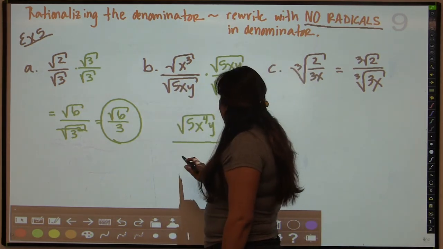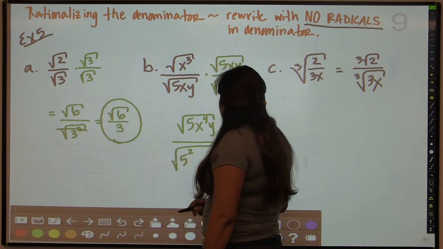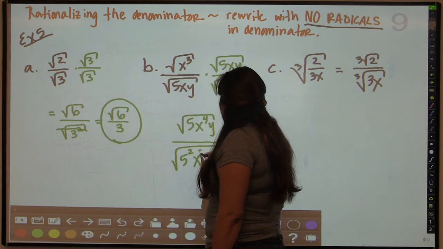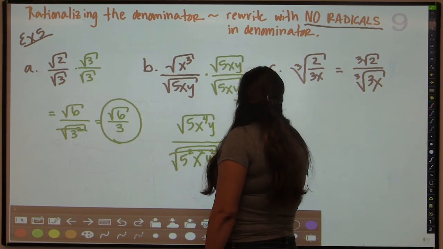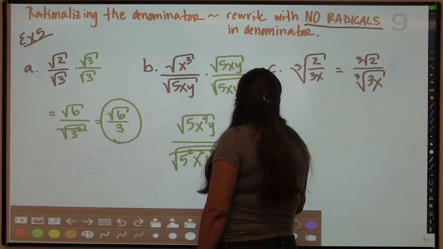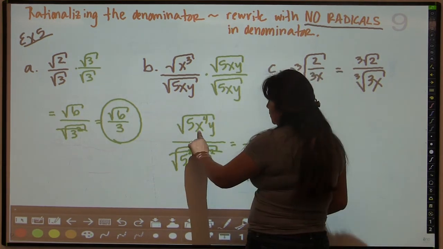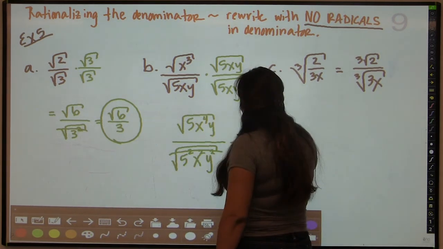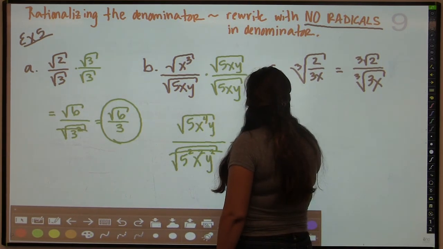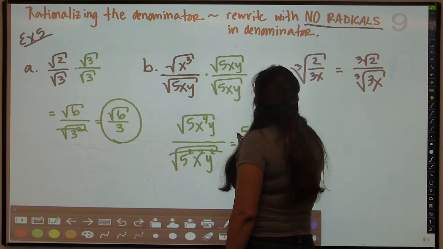And then on the bottom I'm going to have 5 squared, because 5 times 5 is 5 squared, x squared, y squared. And since all of these have exponents of 2, they will all cancel. And on the bottom I will have 5xy. And on the top, we're not quite done because this x to the 4th can be broken down into squares. So that's going to be 5x squared squared y.